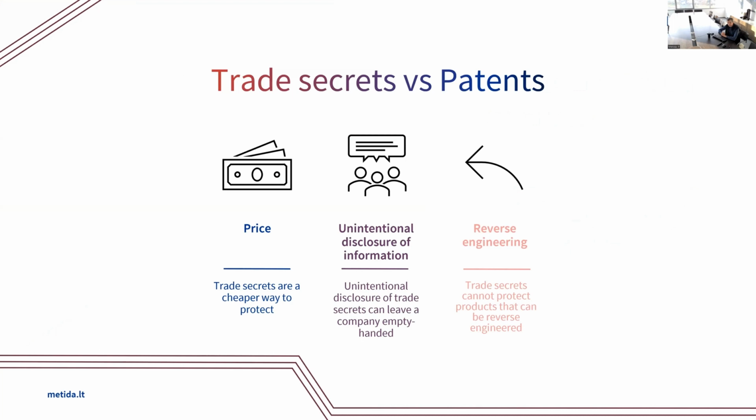And here is a little bit of comparison between patents and trade secrets. If we talk about price, for trade secrets it's a cheaper way to protect, but again, not in all cases, but in general, yes. However, if, for example, information is disclosed unintentionally, then trade secrets can leave a company empty-handed. It means that after it is disclosed, there is no protection and everybody can use it.